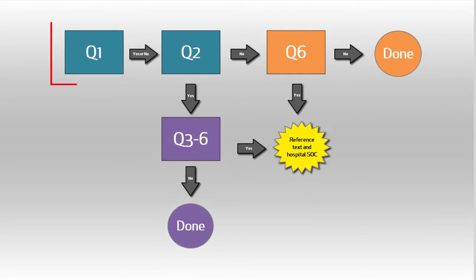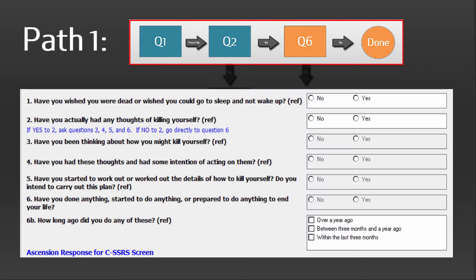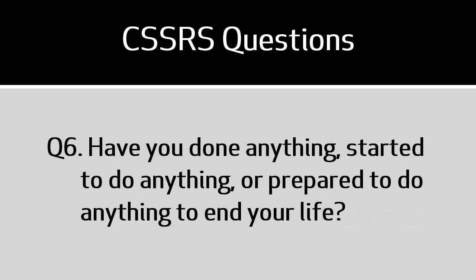We will first take a look at the path of least resistance. We will call this Path 1. If the answer to the second question is no, then you will move on to question 6, which asks about behavior. Note: you can see that after answering no to the second question, the choices for question number 6 will no longer be grayed out and are now available to document within. Question number 6. Have you done anything, started to do anything, or prepared to do anything to end your life?